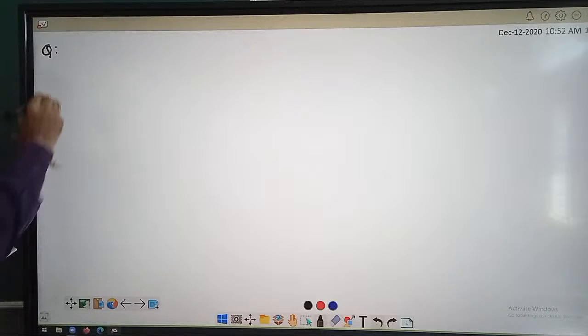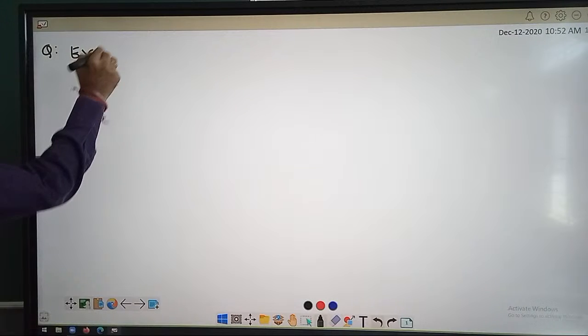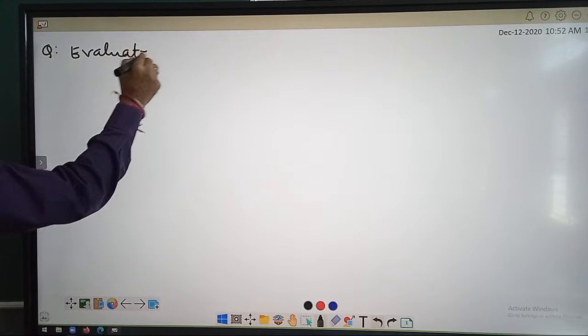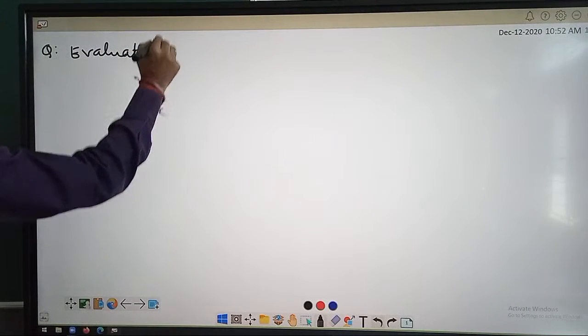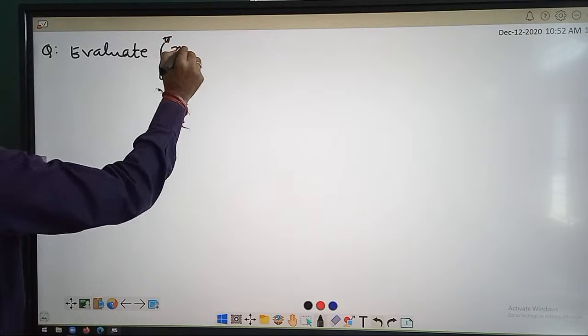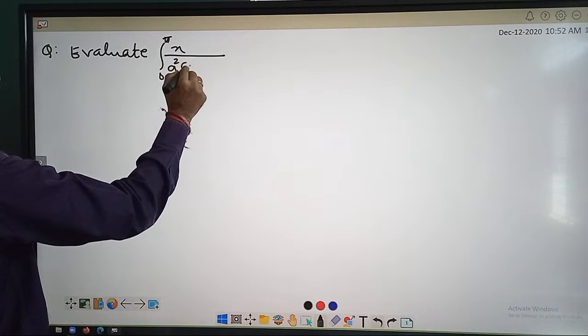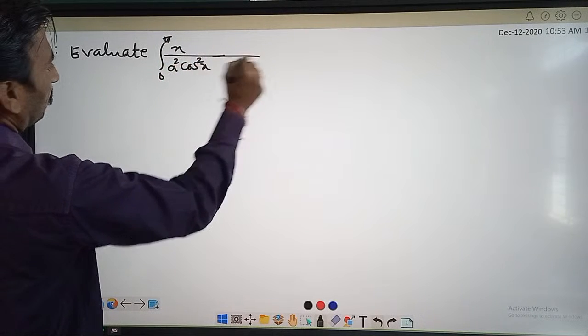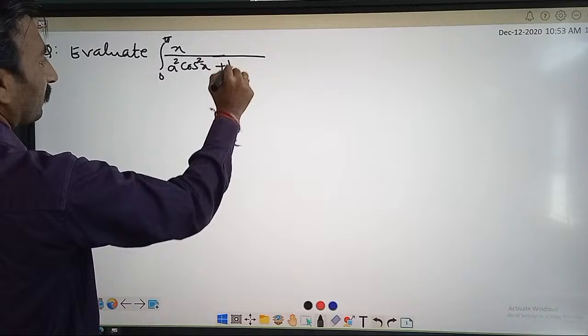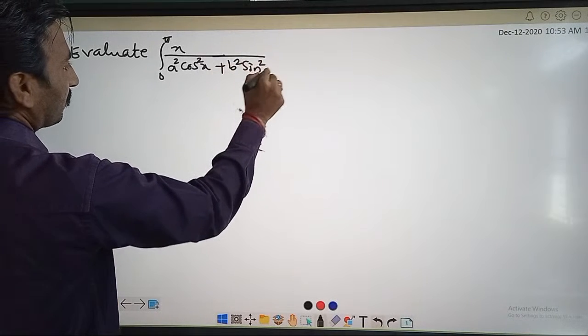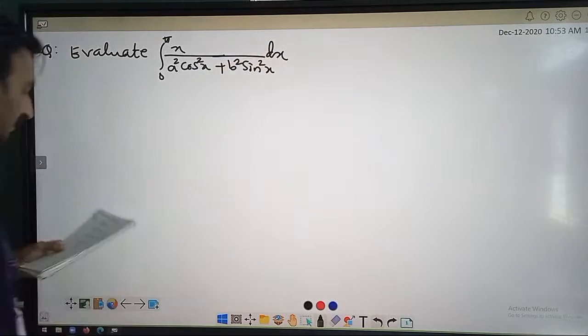Evaluate the integral from 0 to pi of x dx over a square cos square x plus b square sin square x. Correct?